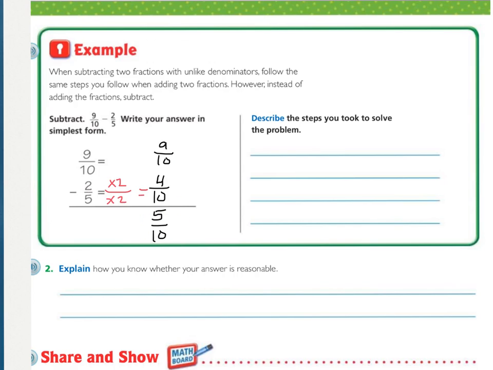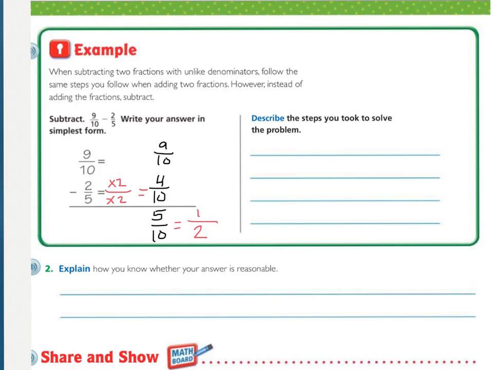But 5/10 can be simplified. What can go into each of them? Well, 5 can go into 5, and 5 can go into 10. So if I go 5 divided by 5, that equals 1, and 10 divided by 5 equals 2. I could also see directly that 5 is half of 10.